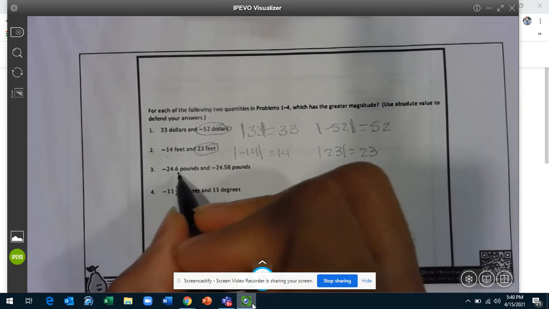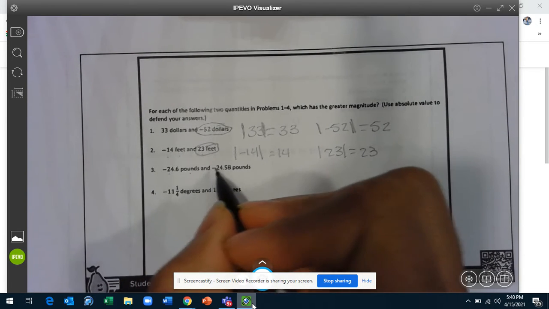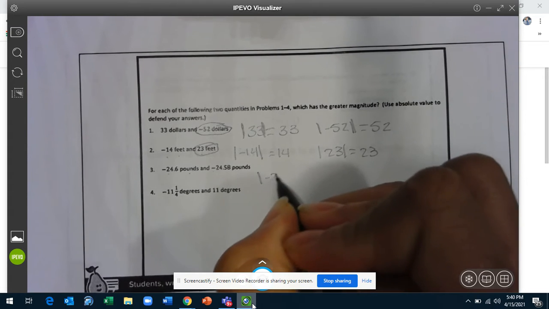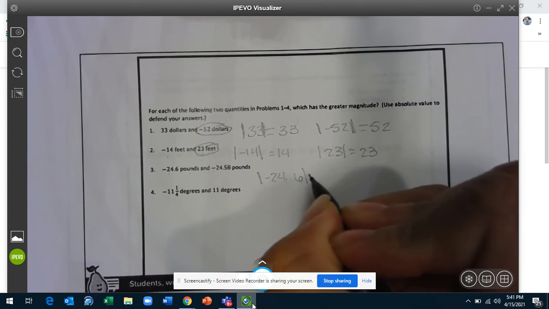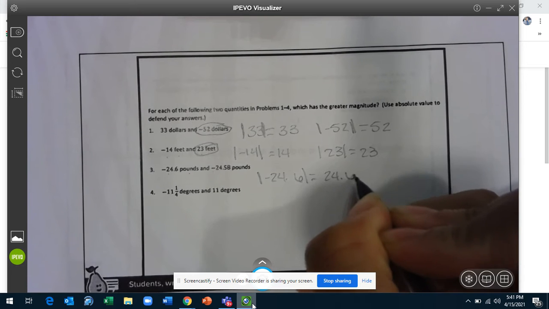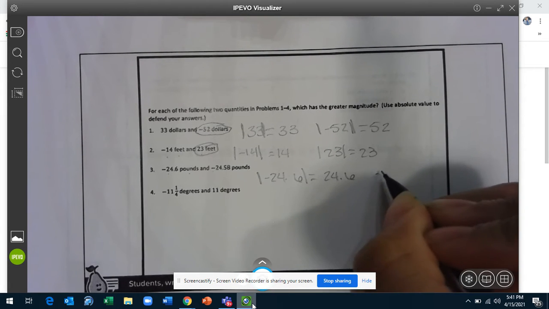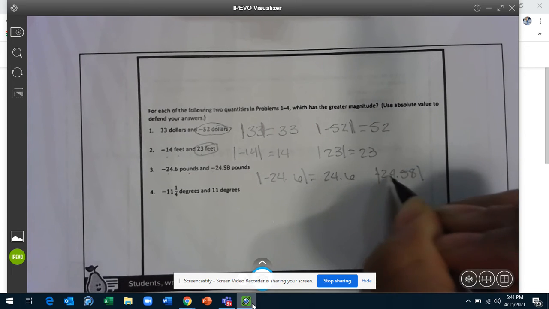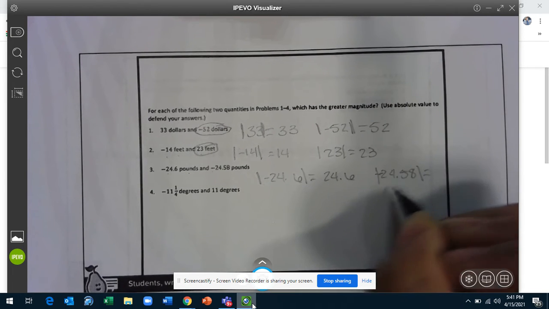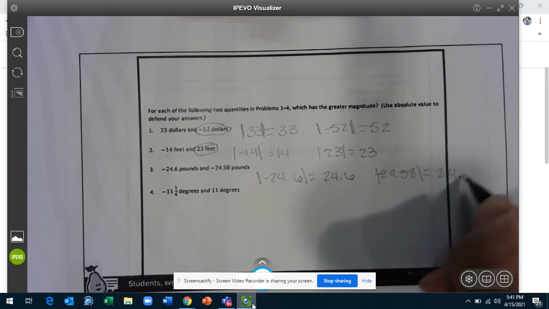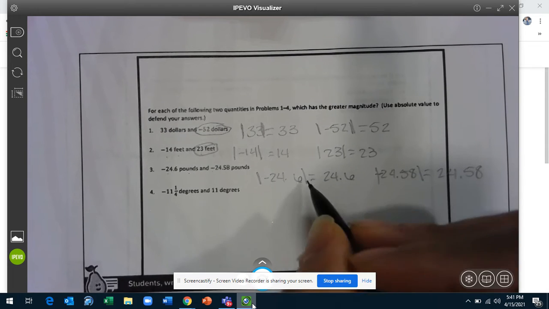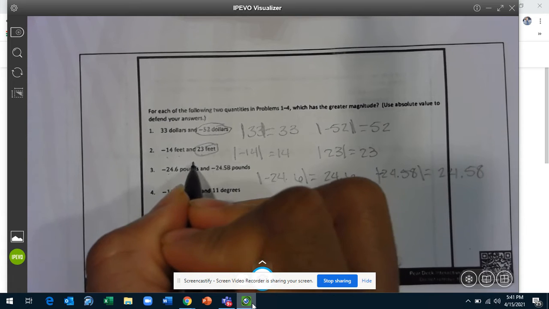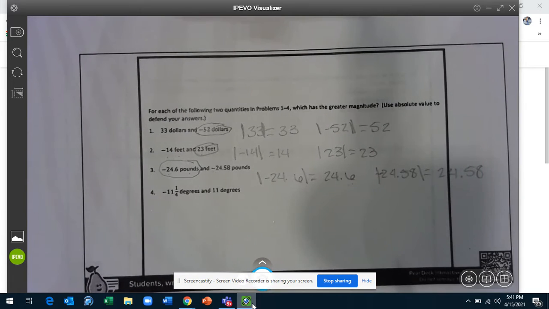Number three says negative 24.6 pounds and negative 24.58 pounds. So we do the absolute value of negative 24.6. It is 24.6. This one is negative 24.58. The absolute value of that is 24.58. Therefore, we know that this is the same thing as 24.60. So therefore, this will be the greater magnitude.